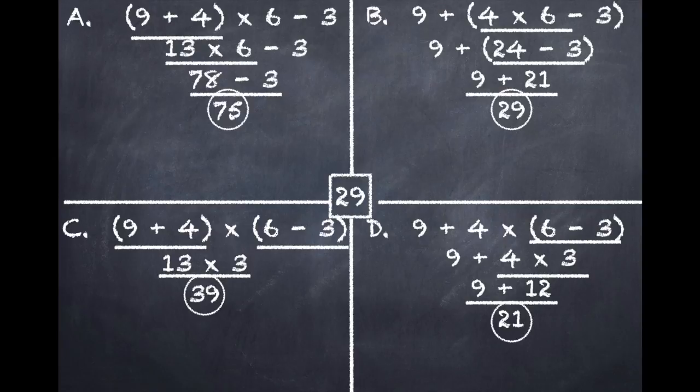Is the answer to 9 plus, in parentheses, 4 times 6 minus 3. Remember that when we have several operations in parentheses, we have to again follow those order of operations within them. Let's look at the next question.